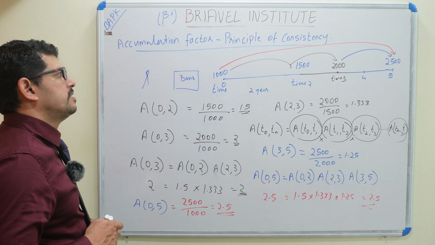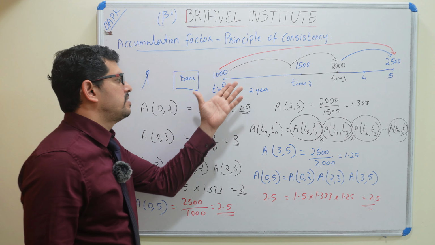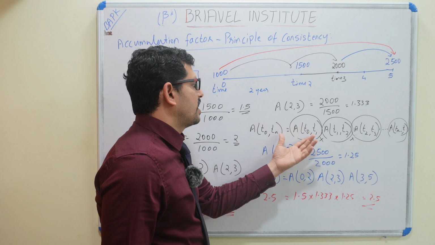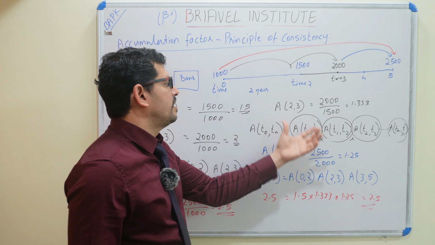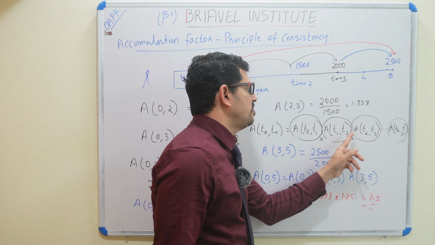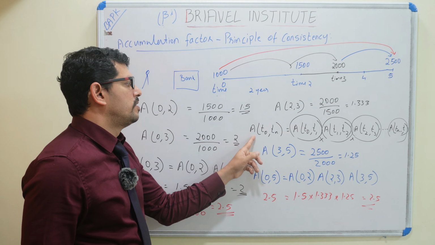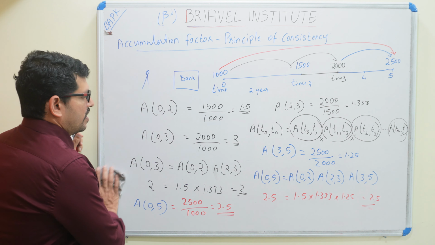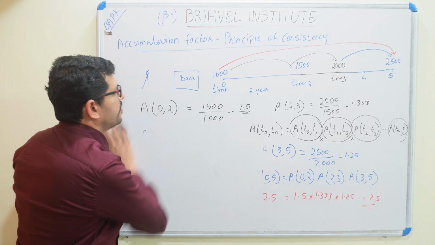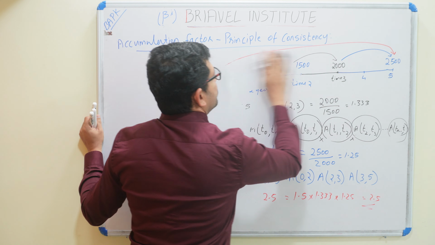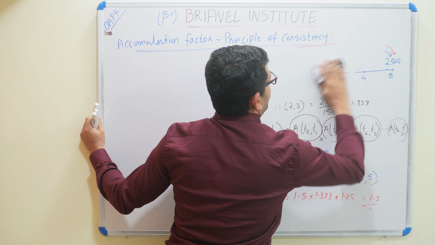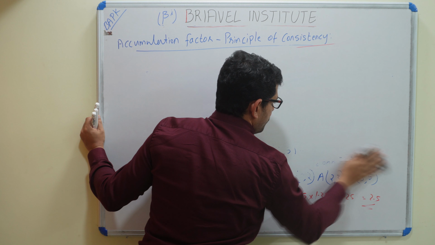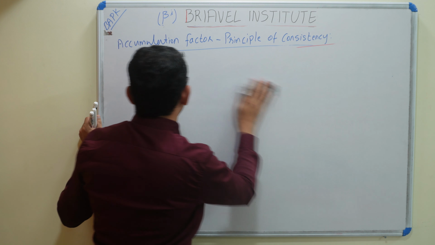So this is the principle of consistency. The principle of consistency says that the accumulation from T0 to Tn can be divided into each intermediate period. The product of each intermediate period is equal to the total accumulation. Hope you understood the accumulation factor and how to calculate it in each period. We can solve one problem to understand more about the accumulation factor.